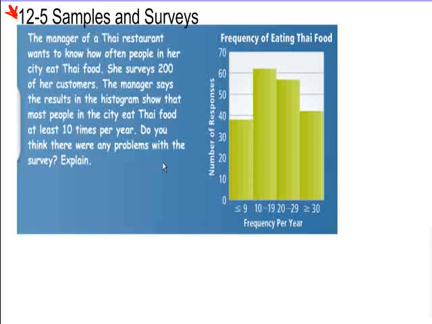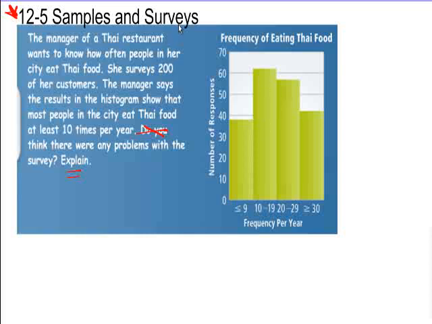The manager says the results of the histogram show that most people in the city eat Thai food at least 10 times per year. Do you think there are any problems with the survey? Well, I don't think we have to think about whether there are any. What are the problems? So what could be some possible problems? Well, keep in mind the survey.